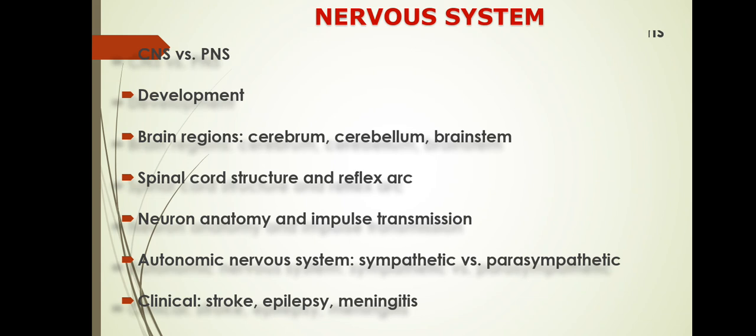Talking about neural anatomy and impulse transmission, the same concept that you learned in physiology, generation of action potential, and everything. It's the same concept that you learned. Autonomic nervous system, this is very, very important, especially in human anatomy, because it brings about what we call sympathetic and parasympathetic innervation. You have to know which one is for fight and flight, and which one is for rest.